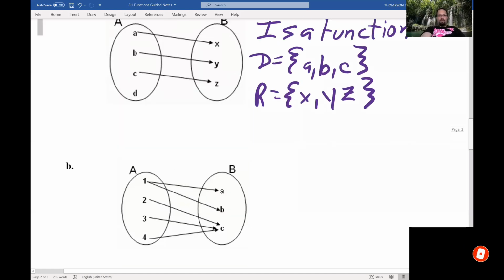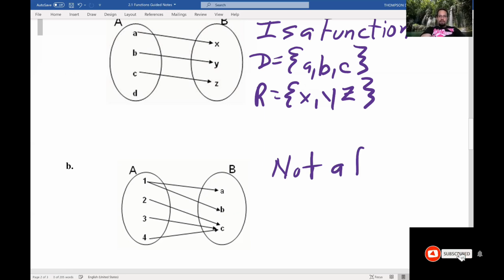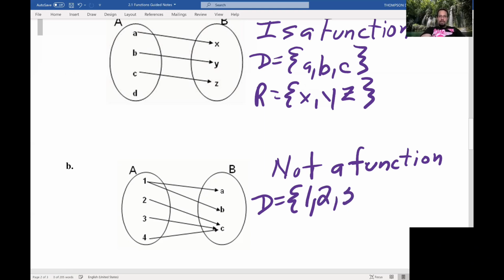Part B, we have 1 going to A and B, 2 going to C, 3 going to C, and 4 going to C. Because 1 is going to A and B, this is not a function. We write our domain as the set in part A. The first set will be 1, 2, 3, 4. And our range is just A, B, and C.